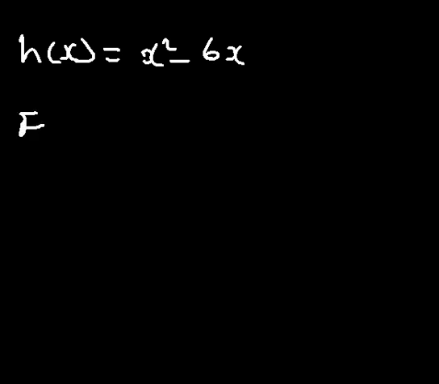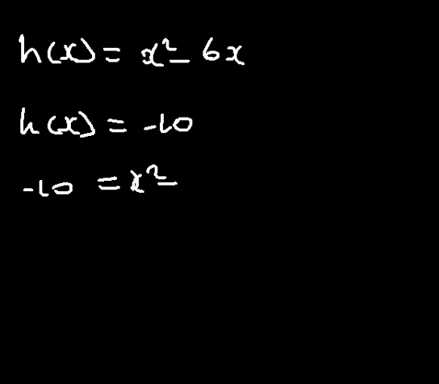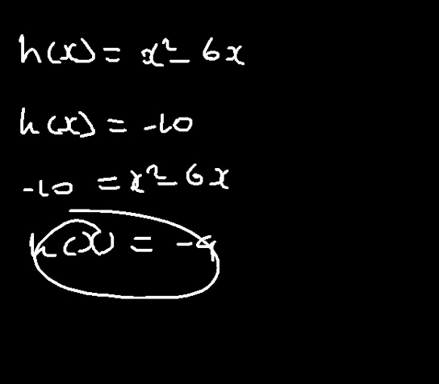Now what if we have h of x? We have h of x, let's say being given as negative 10. So what is the value of x? So now we have negative 10 is equal to x squared minus 6x. Also try this one at your own time. Now if we have h of x given as negative 9, also try that one as well, and find the values of x.